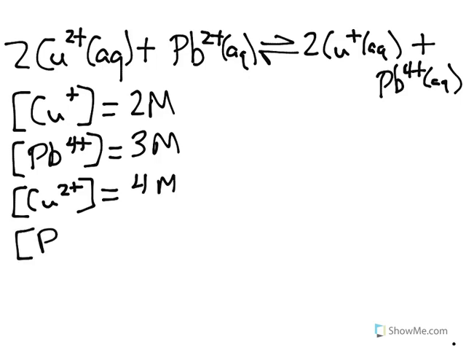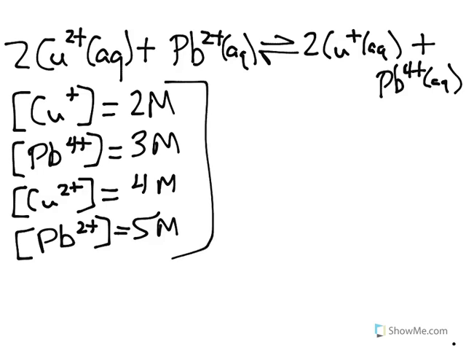And for the Pb2+, the concentration is 5 molar. Okay, so what this experimenter is going to do is take these 4 different solutions and really just dump them together. Now, it's not going to be at equilibrium most likely because you've just mixed random amounts of these. Equilibrium is probably going to reestablish itself either to the left or to the right. And that's where we're going with this.